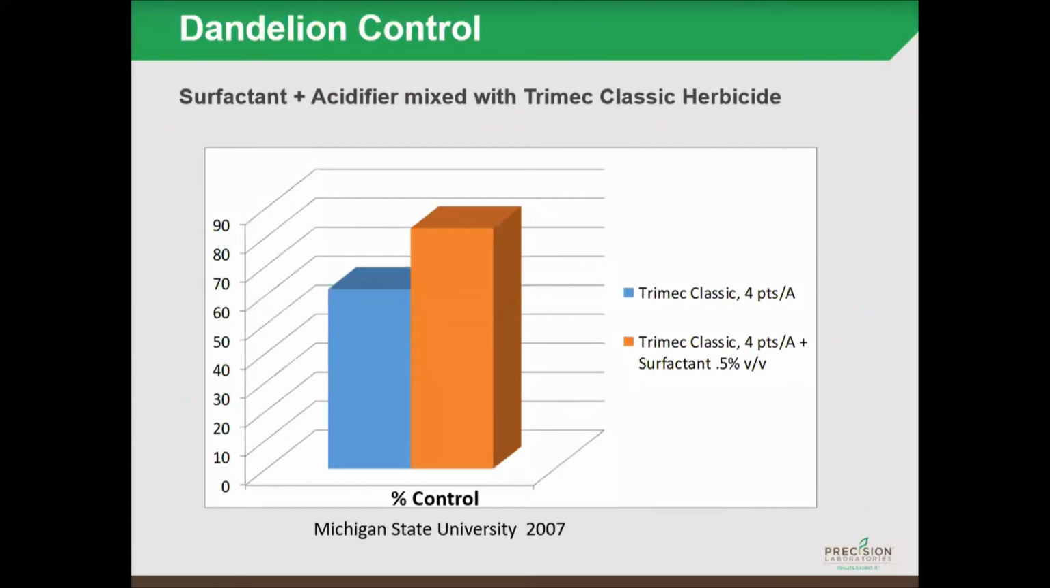Just as an example for that in performance, this was a study we did at Michigan State University using Trimec Classic, a typical 3-way herbicide, applying it by itself and applying it with a surfactant added. And you can see that we're getting about 20% better efficacy here.